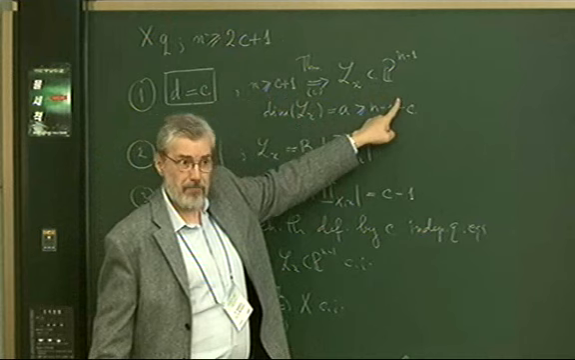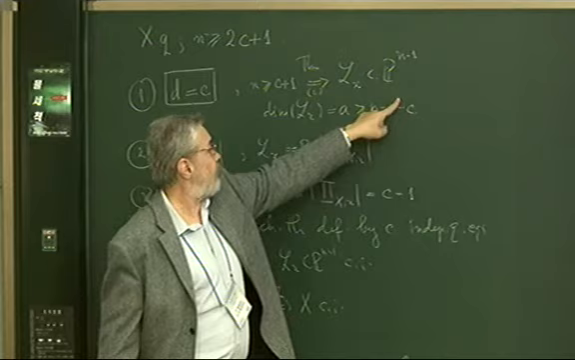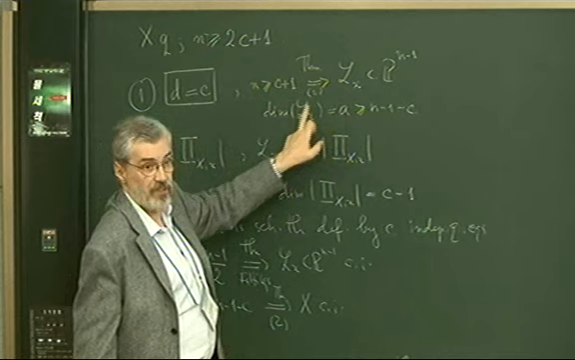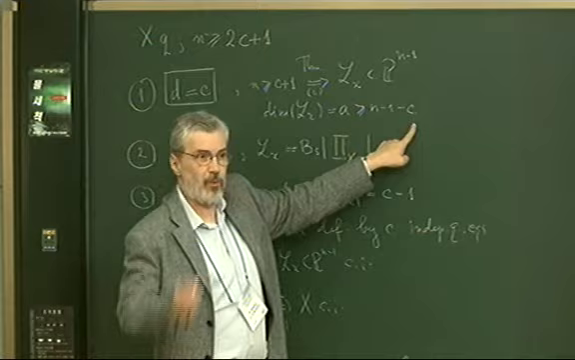So we have lines. Let's play with them. Moreover, the same theorem tells you that the dimension of the variety of lines, the number A, is at least n minus 1 minus C. It was n minus 1 minus D, but D is C.